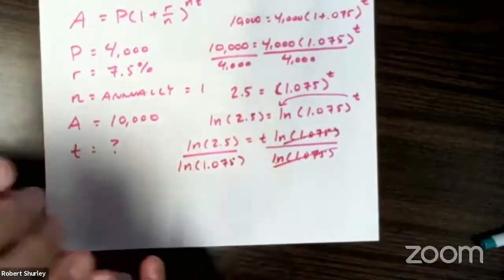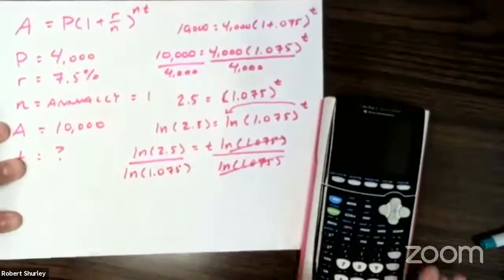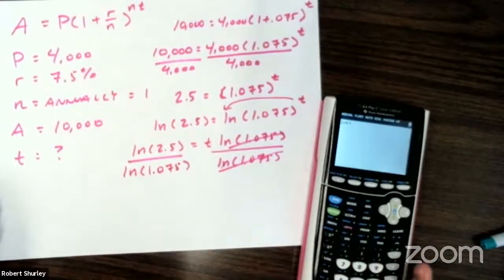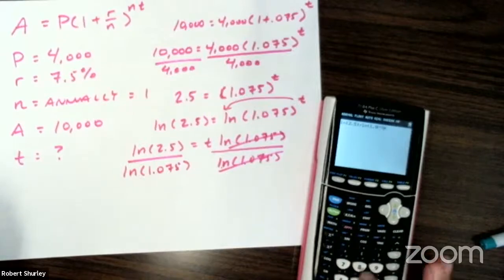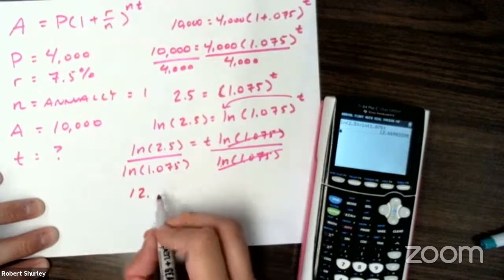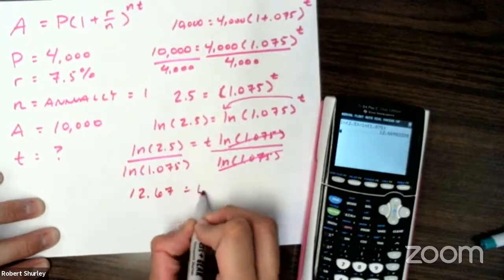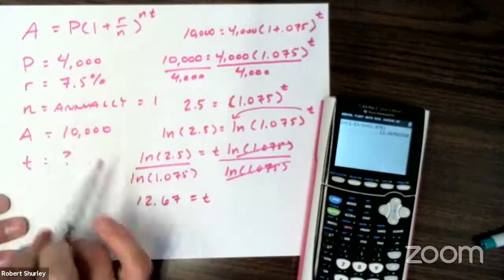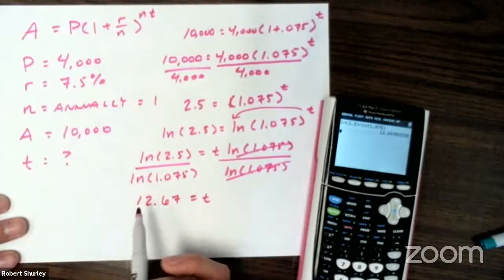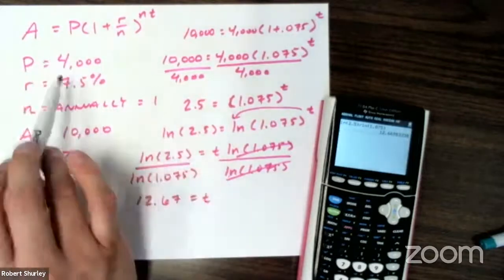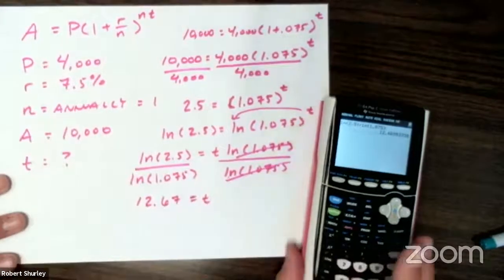Now, for this one, I am going to get a decimal approximation, okay? So ln of 2.5 divided by ln of 1.075. Oh, 12.67 years. That's not too bad. So if I get an interest rate of 7.5%, it only takes almost 12 and three-quarter years to turn into $10,000. That's not bad at all.